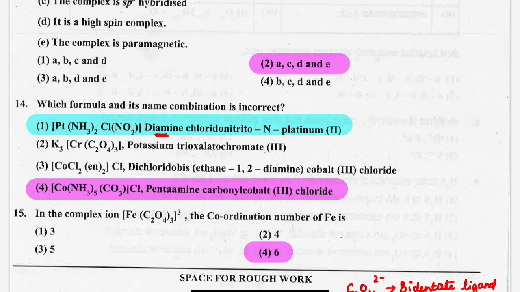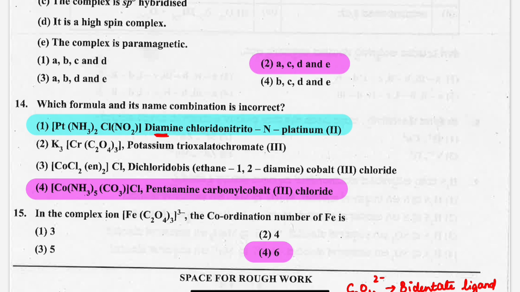Which formula and its name combination is correct? So you can see here the formula is given and the name is given. You have to find which one is incorrect. So students, both option 1 and option 2 are incorrect, because here it should be diammine, with double M. Here single M is given. In the KCET answer key you can see both the options are given, so you can mark any one and you will get the marks. It should have been diammine, A-M-M-I-N-E. Since only one M is present, this is incorrect.